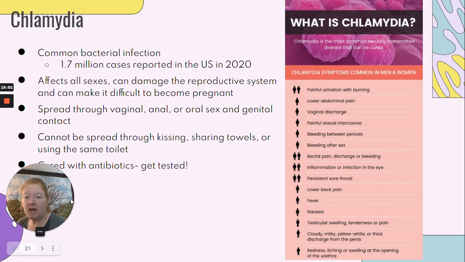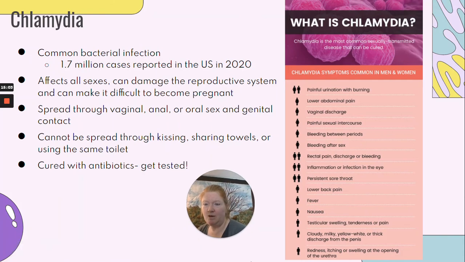Chlamydia is a common bacterial infection, about 1.7 million cases in the US in 2020. Affects all sexes, it can damage the reproductive system. It can make it difficult to get pregnant. Again, vaginal, anal, oral sex, also some genital contact. It cannot be spread through kissing, sharing towels, using the same toilet seat. It can be cured with antibiotics, so get tested.